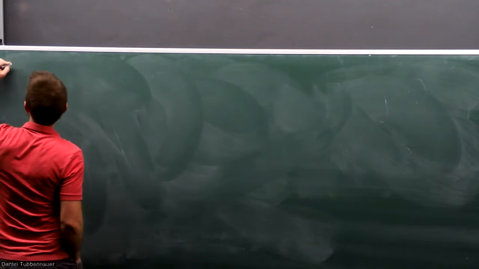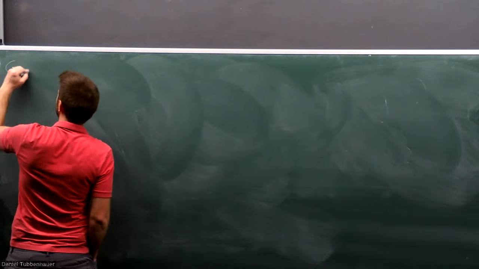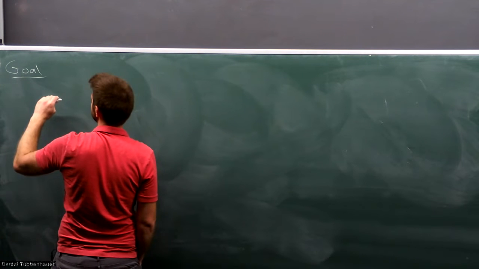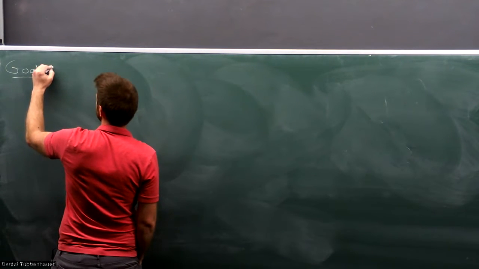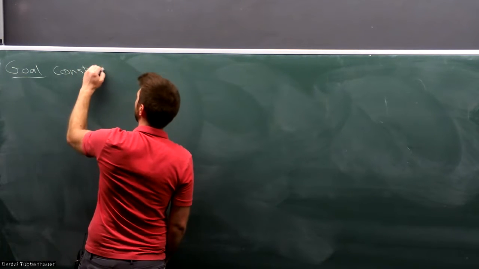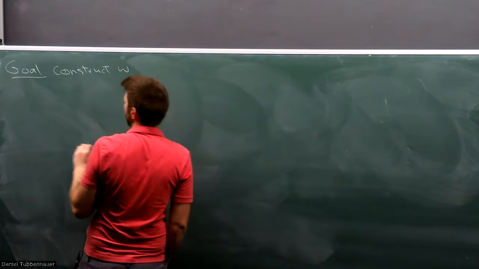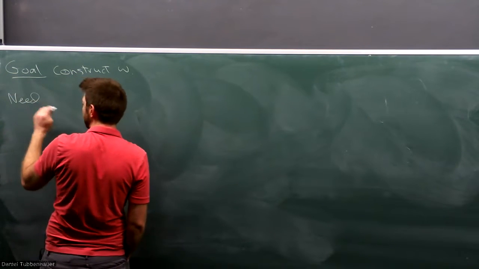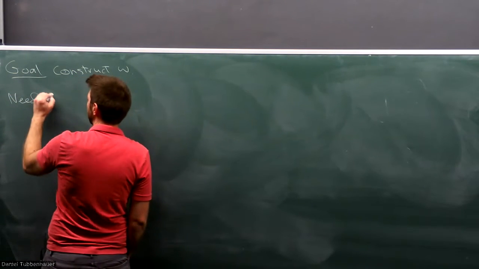So the next goal is to build an object. I'm going to tell you how to construct them later. What we need is an analog of the indecomposable objects. So we need an analog of the Jones-Wenzl projectors.